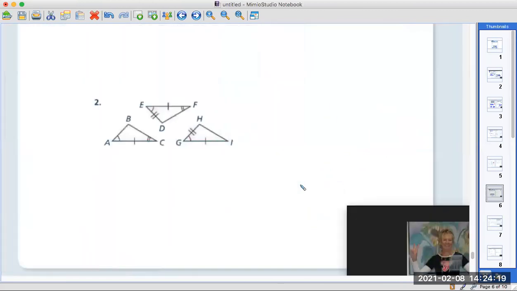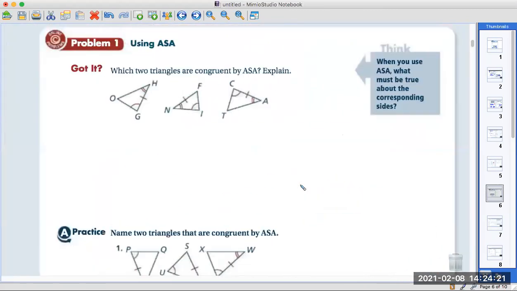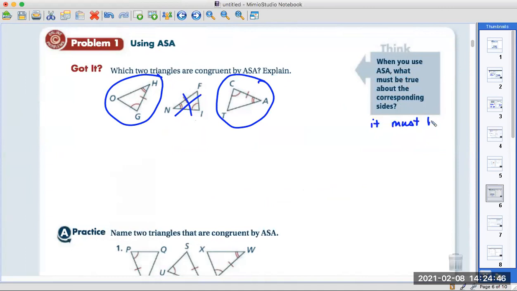And then let's do a couple practices. Let's go to the top. Which two triangles are congruent by angle, side, angle? So let's look at these. There's one out. Which one is out? This one is out. These two are in. When you use ASA, what must be true about the corresponding side? It must be included or between the two angles.